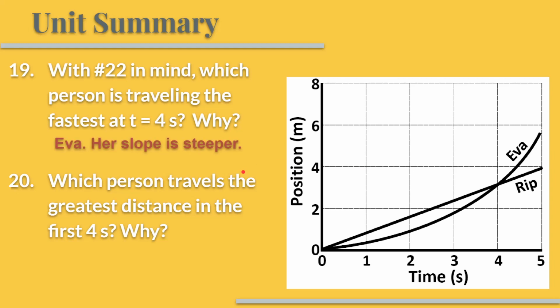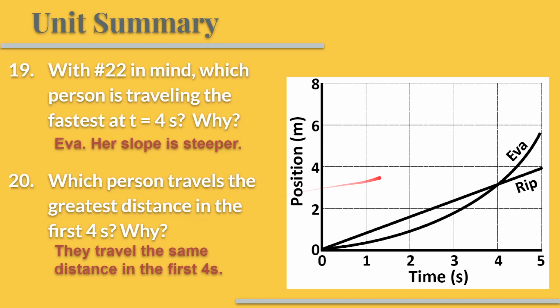Which person travels the greatest distance in 4 seconds? Again, on a position time graph, your distances are marked. In 4 seconds, they're at the same spot, and they started at the same spot, so they have traveled the same distance in the first 4 seconds. At the end of the total graph, after 5 seconds, Ava will have traveled farther because she will be at a position that is farther away from where she started. Questions about any of that so far?